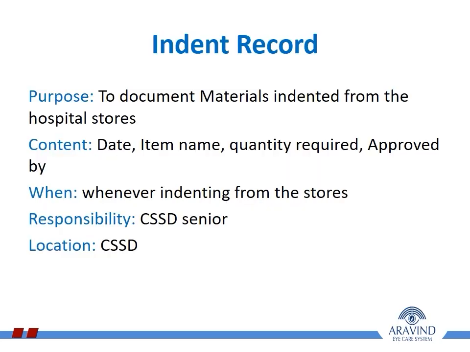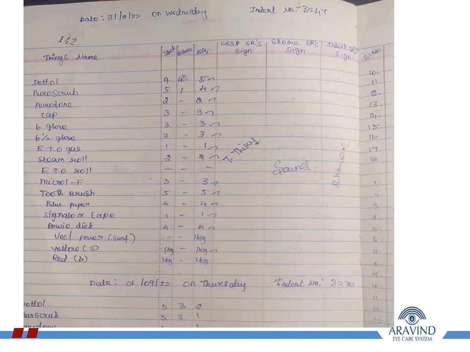Next is the indent record. The purpose is to document materials intended for the hospital stores. It contains date, item name, quantity required and approved by person signature. It is done whenever indenting from the stores. An example of such indent record is shown in this picture.